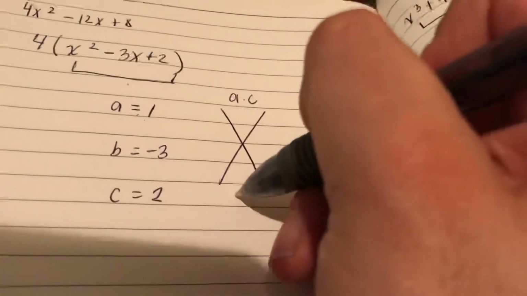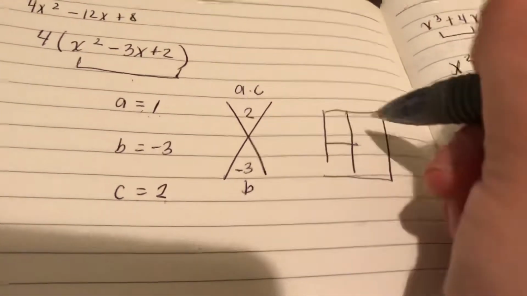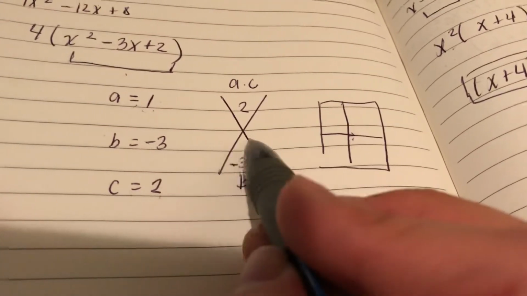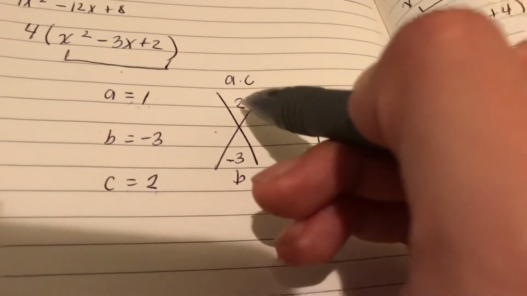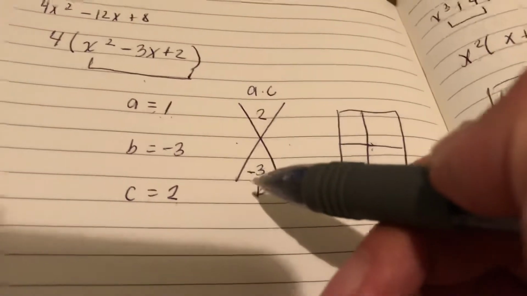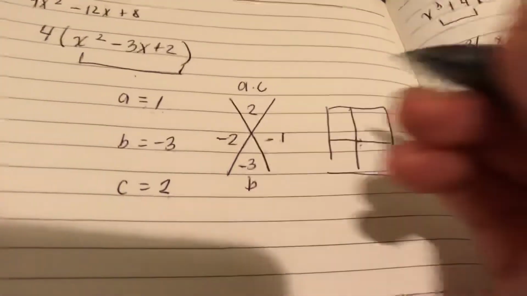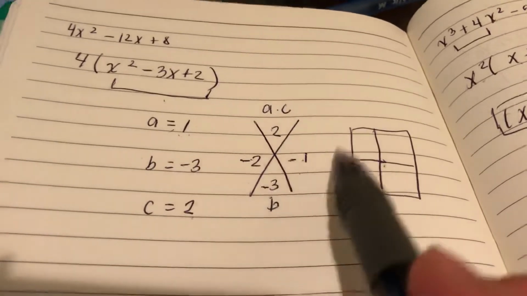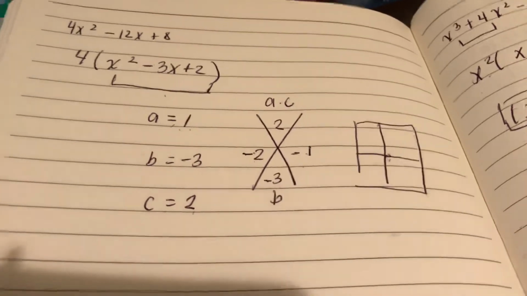So I'm going to put out my X and my box. A times C goes up here, B goes down here. 1 times 2 is 2, B is -3. And then what I'm left with in here, so I need to find 2 numbers that multiply to 2 and add up to -3. So in here, -2 and -1 are going to work out because -2 times -1 is 2. -2 plus -1 is -3, so that works.